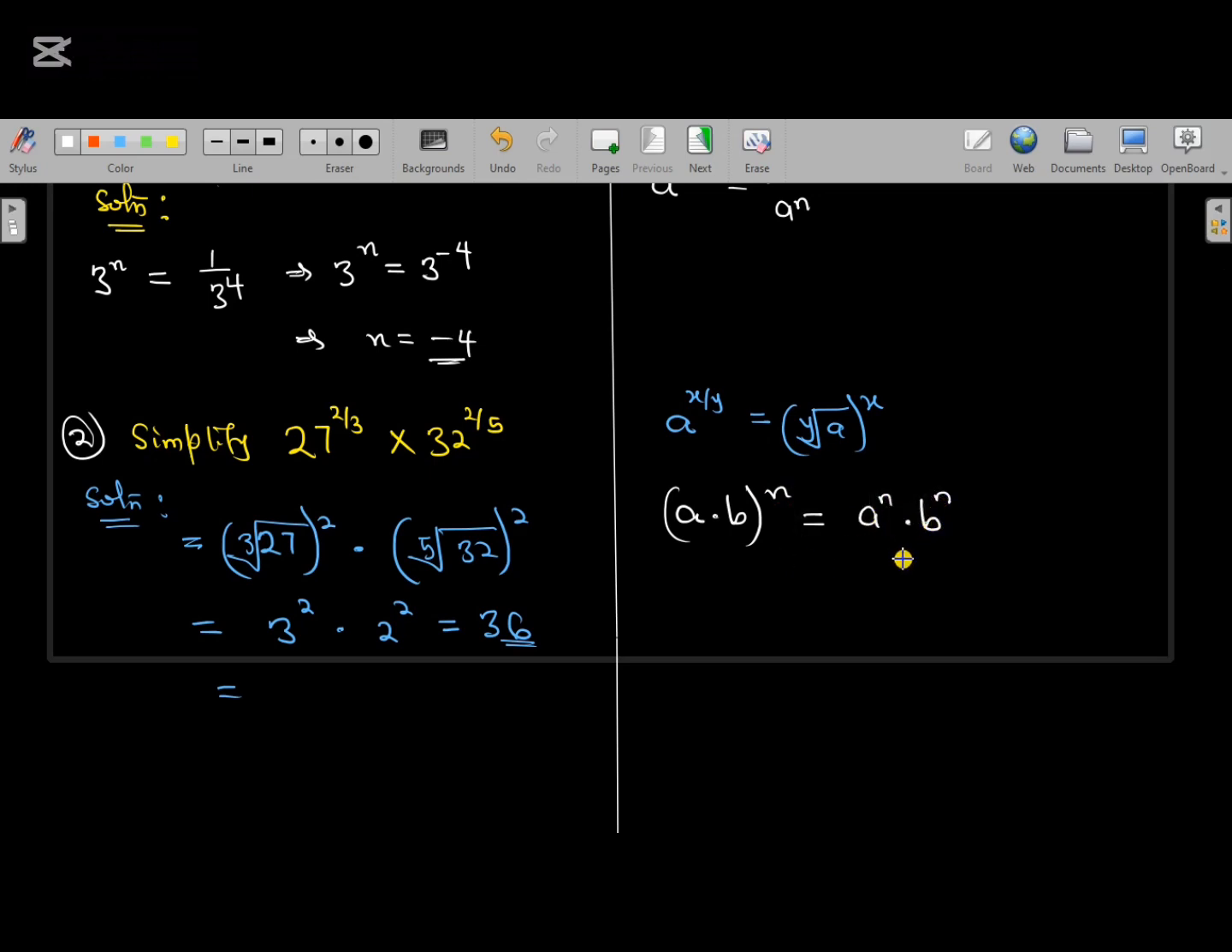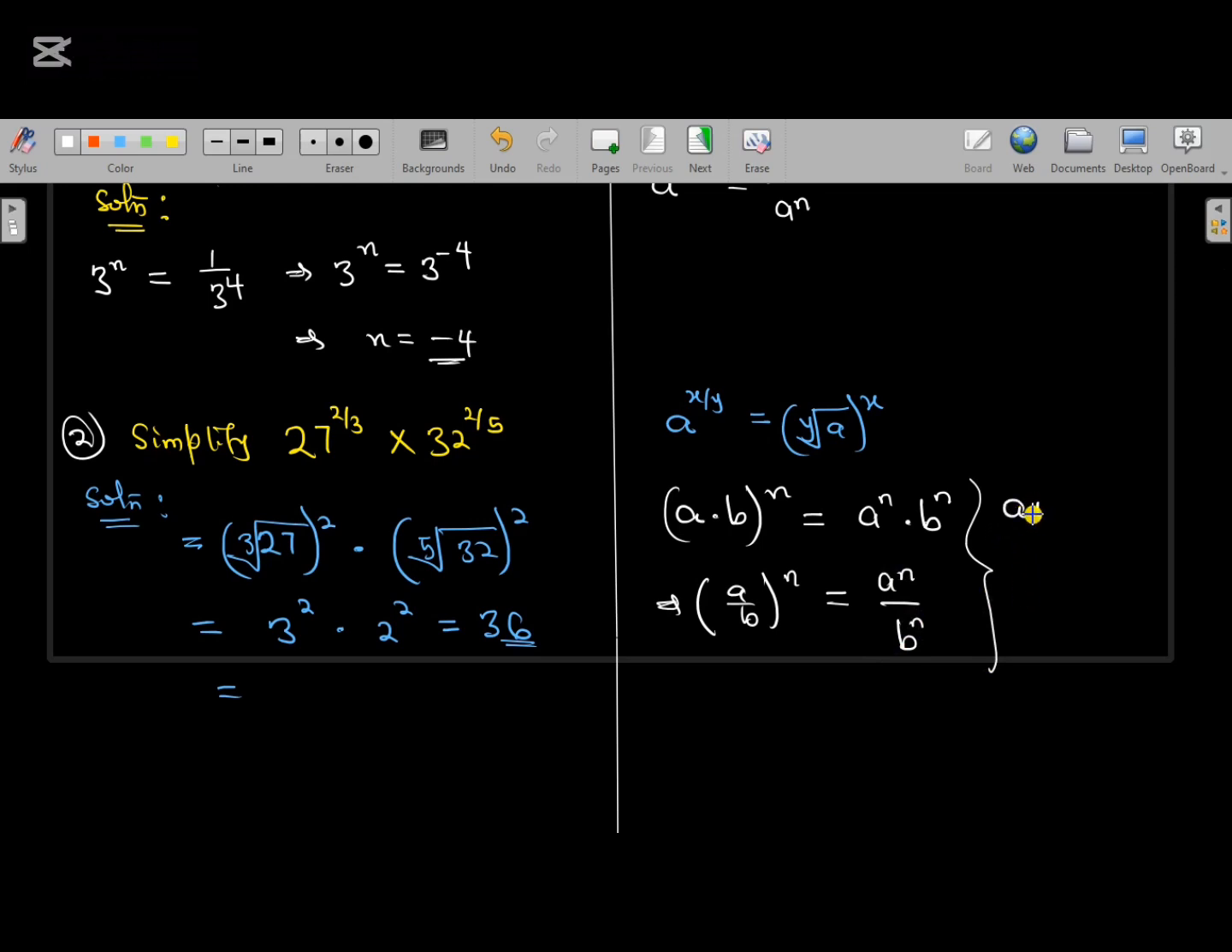This distributivity of power only holds for multiplication and division. So that means if I have a over b all raised to the power of n, that is the same thing as a to the power of n over b to the power of n. But this is not true for addition and subtraction.